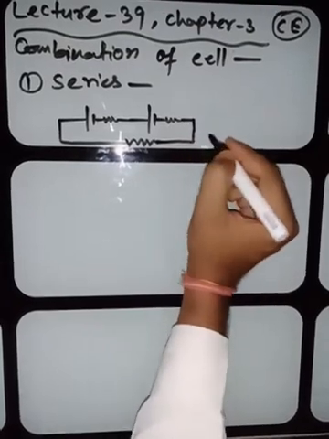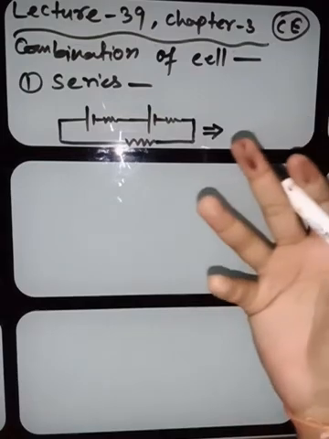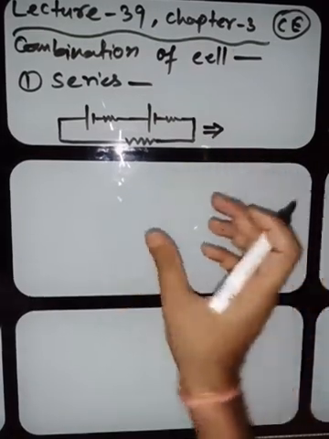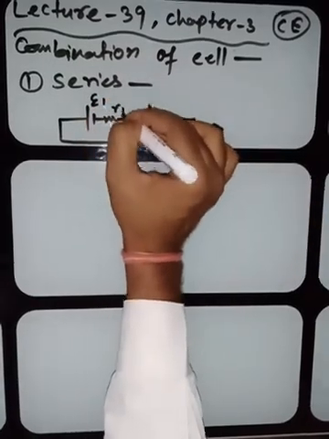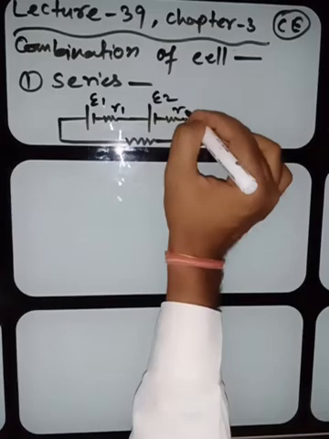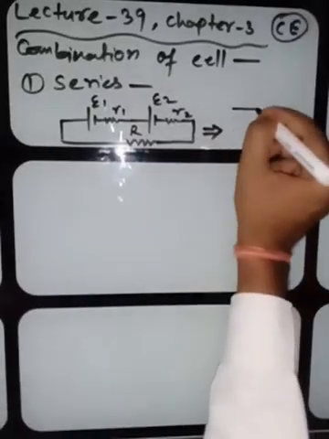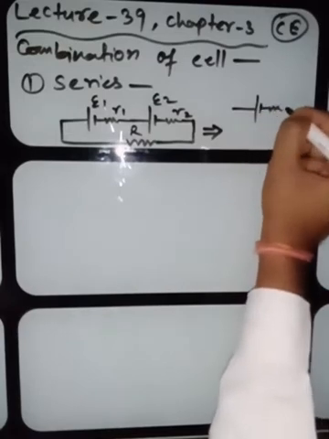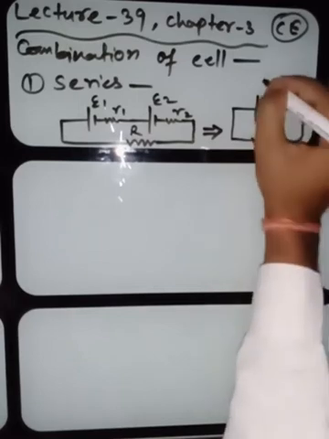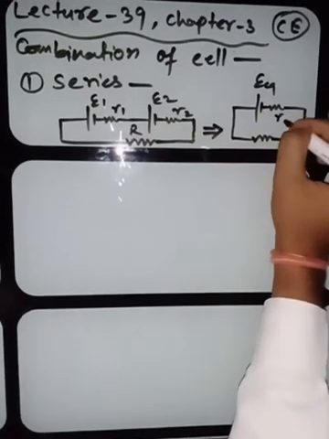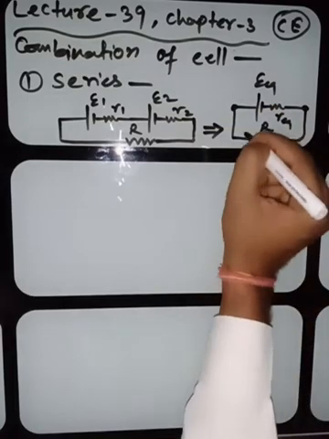Okay, what is the aim of combination? The aim of combination is to find a substitute, one cell on behalf of a number of cells. If it is E1 with internal resistance R1, E2 with internal resistance R2, and load resistance R, then we can use one cell. It is also connected with the same load resistance. Now this will be the R equivalent, and this is the R. And this is the terminal.